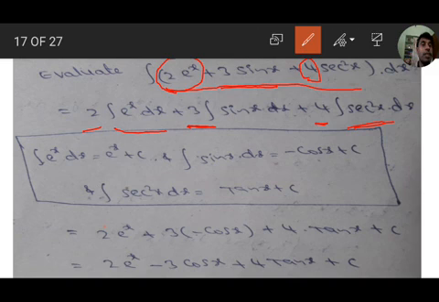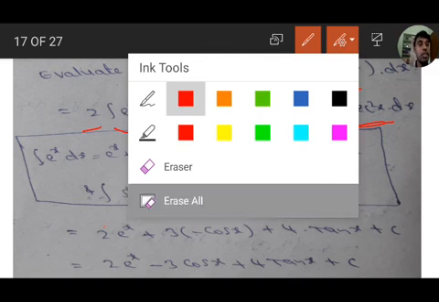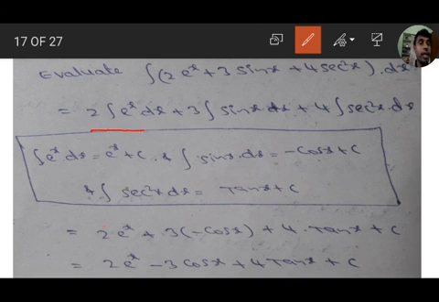So we need three formulas. Here also we got this step: 2 into integration of e to the power of x dx plus 3 into integration of sin x dx plus 4 into integration of sec square x dx, because these 2, 3, 4 are coefficients of the first, second and third functions. So we need formulas. We know the formula: integration of e to the power of x is e to the power of x plus c.